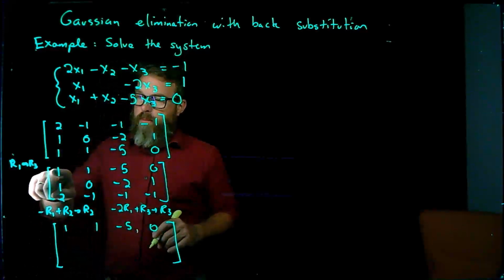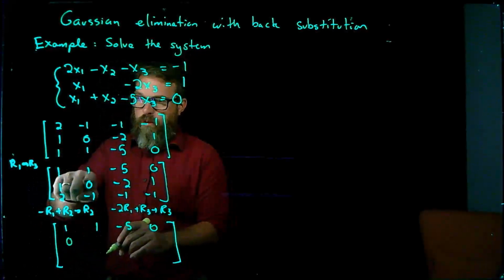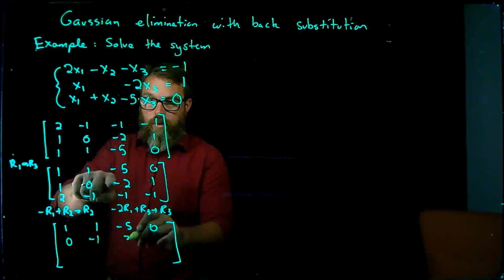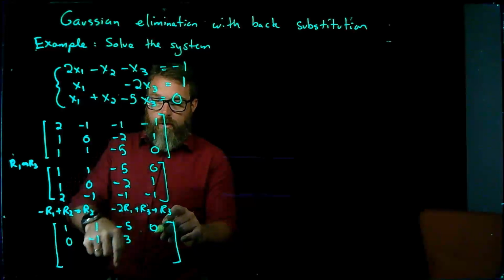All right, so minus row 1 plus row 2 is going to be 0. Minus 1 plus 0 is minus 1. Minus a minus 5 is 5. Minus 2 is going to be 3. Minus 0 plus 1 is going to be 1.